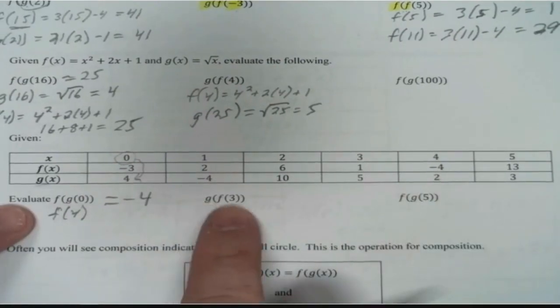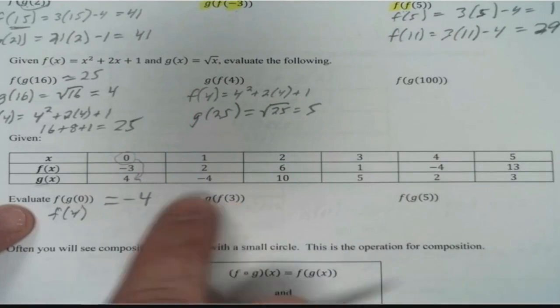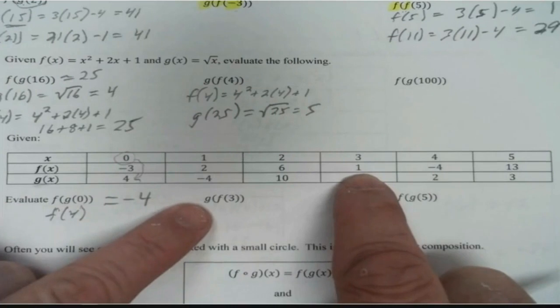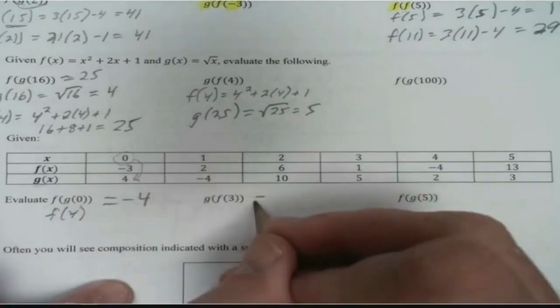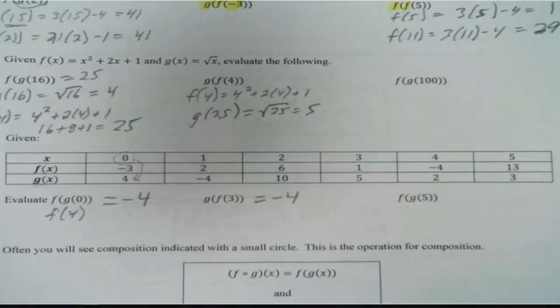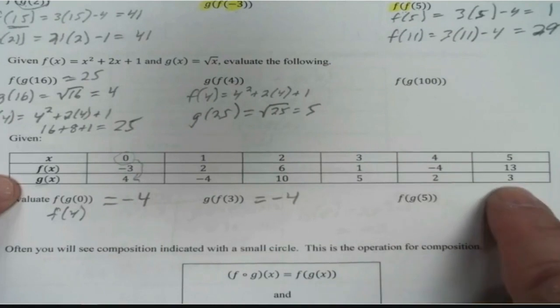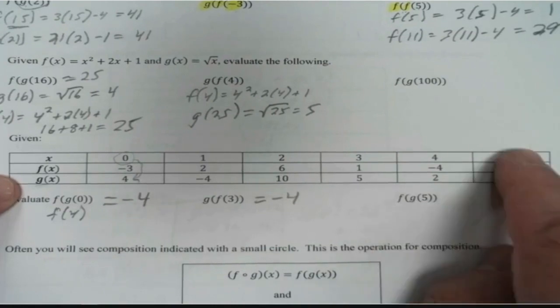G of f of 3. So f of 3 is 1. So g of 1 is negative 4. That's also negative 4. Interesting. Then f of g of 5. G of 5 is 3. F of 3 is 1.